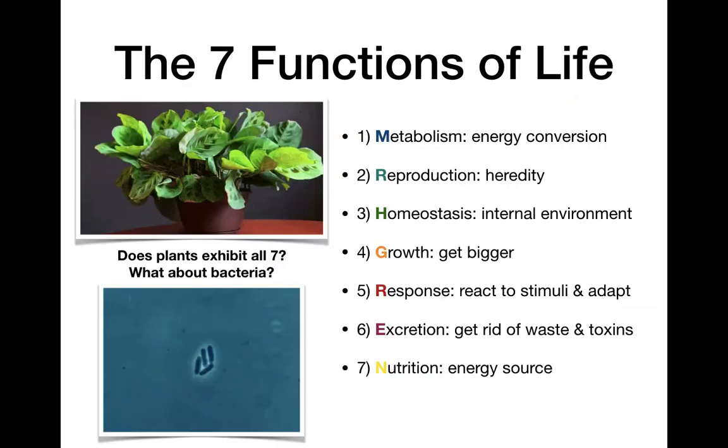Okay, here are those 7 functions of life again, but written out in a way to hopefully explain them a little better. Metabolism is the ability of organisms to convert energy. For example, we can convert energy from sugar to ATP, an active form of energy. We can convert long-term energy storage like fat into energy we can actually use in our cells. That's energy conversion. Reproduction, so heredity: can they reproduce and pass on their DNA? Homeostasis: can they maintain a constant internal environment? Growth: can they get bigger? Response: can they react to stimuli and adapt?